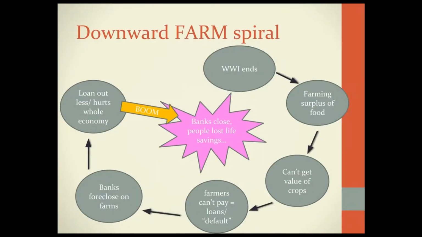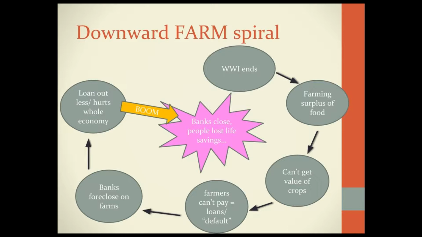Okay, like we talked about with mass production, we also see some problems in farming. We had a downward farm spiral that went on in the 1920s. Once World War One ends, we discussed this in some earlier videos, remember that the farmers are going to suffer. Farmers had produced a ton of food during that period and even after that period, but now they had a surplus. They had more food than they could possibly sell, which meant that the price of crops is going to drop. So they can't get the value of their crops.